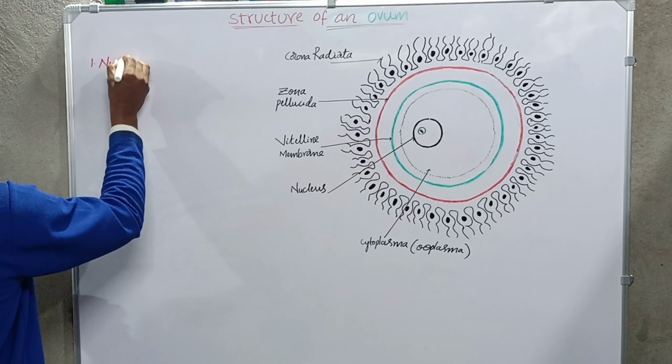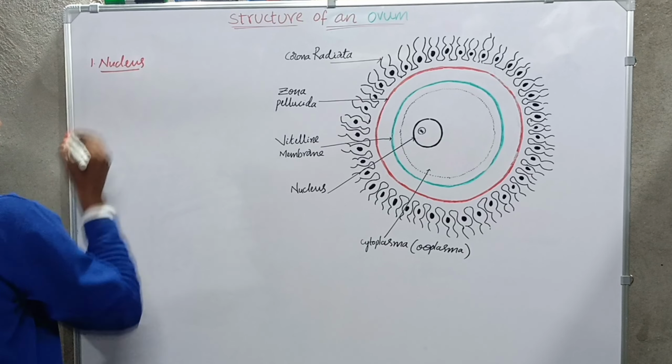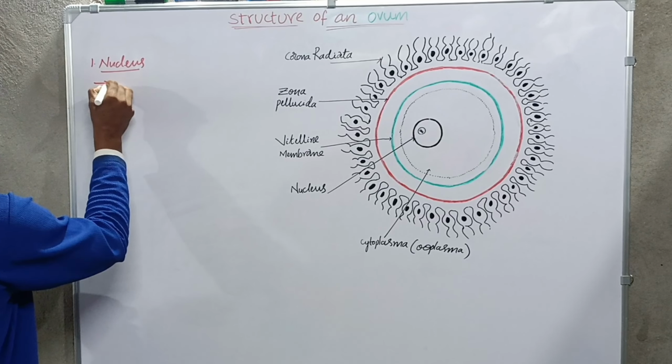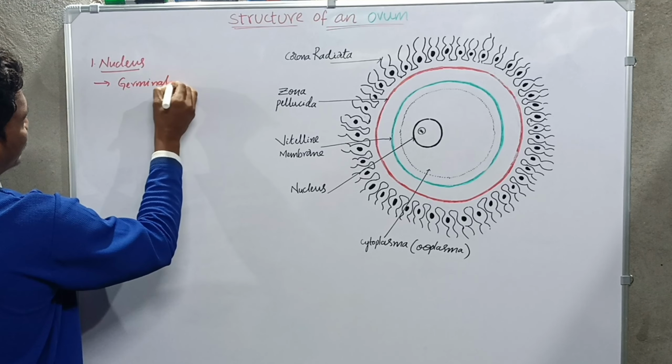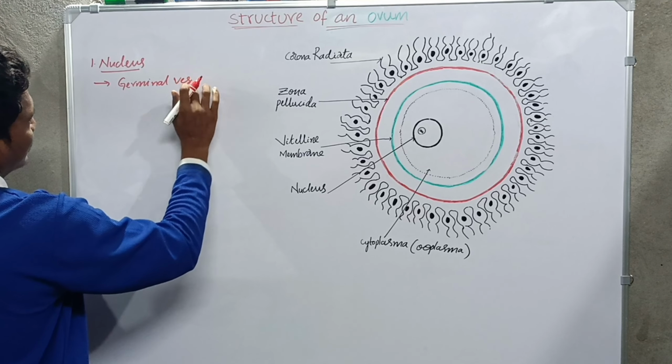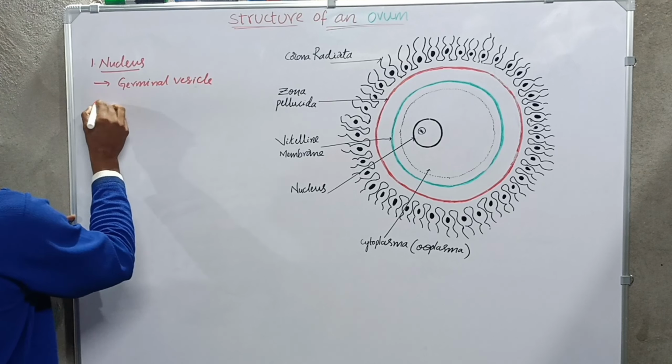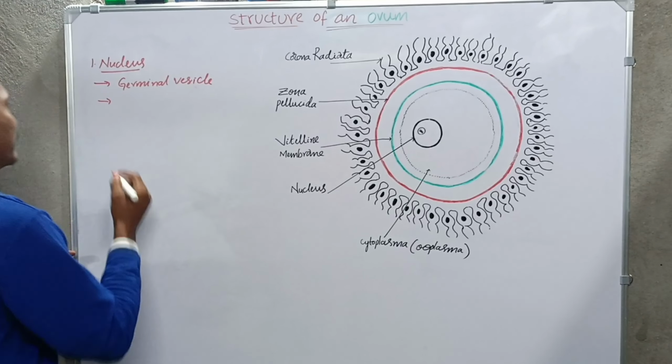It is also called germinal vesicle, and it contains genetic material.